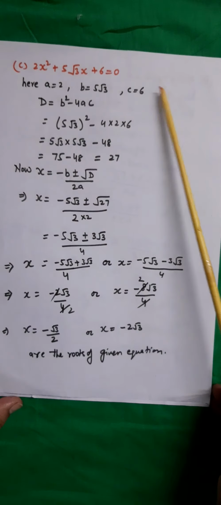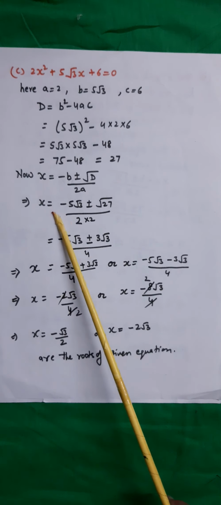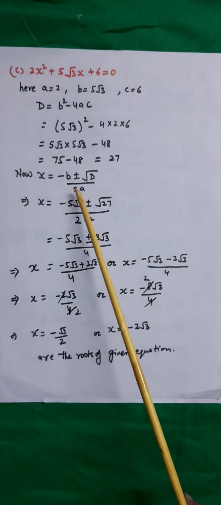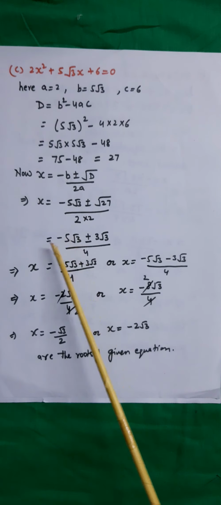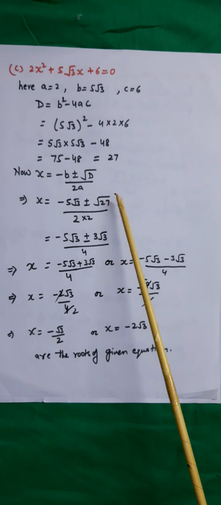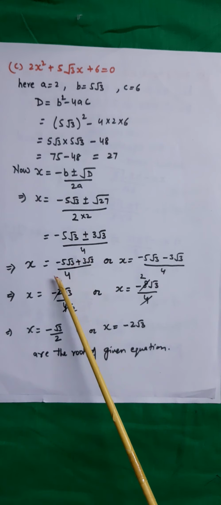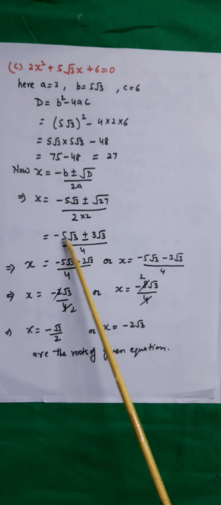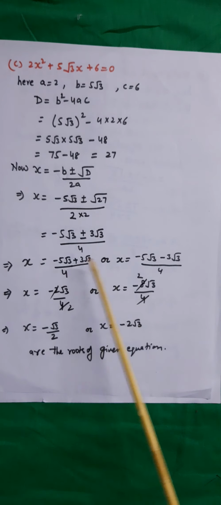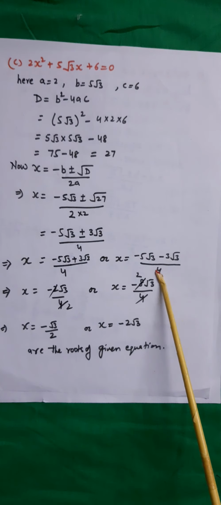Now x is given by minus b plus minus under the root D upon 2a, which implies x is equal to minus 5 root 3 plus minus under the root 27 upon 2 into 2. A was 2. This is equal to minus 5 root 3 plus minus 3 root 3, as 27 can be written as 9 into 3. So root 9 will become 3 and root 3 is there only. So x will be equal to minus 5 root 3 plus 3 root 3 upon 4, or x will be equal to minus 5 root 3 minus 3 root 3 upon 4.